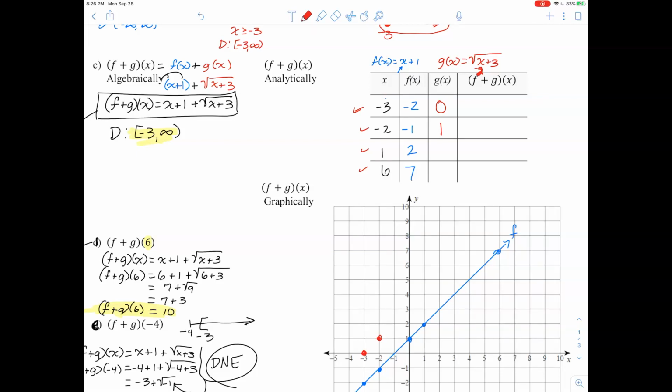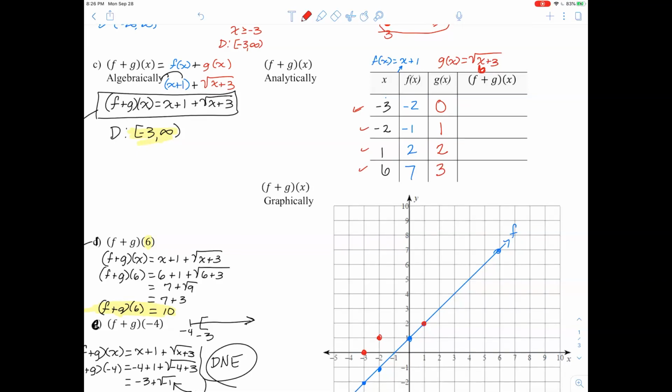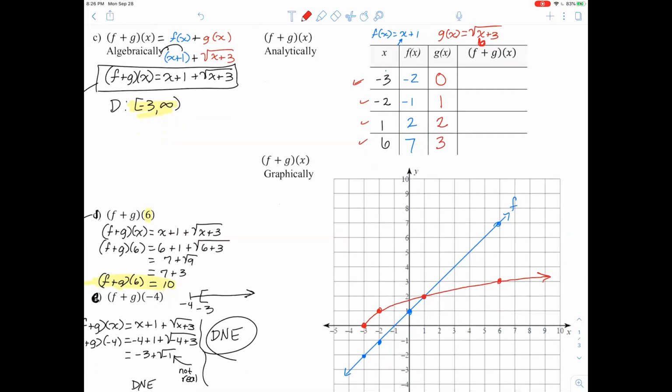Right, let's plug in a 1. So the square root of 1 plus 3 is 4, and the square root of 4 is 2. So we're going to graph the point 1, 2. These two graphs are going to intersect at that point. Then let's plug in a 6. The square root of 6 plus 3 is the square root of 9, and the square root of 9 is 3. So 6, 3 is this point here. This is your square root function, and it is curving up nice and gently like that. So there are our two functions, and you can see where they overlap.